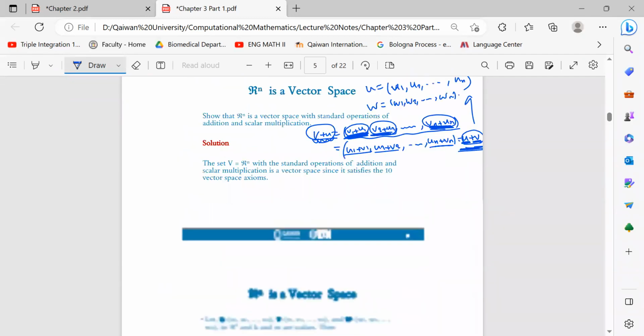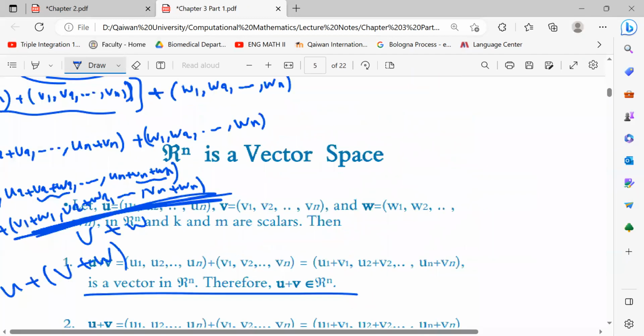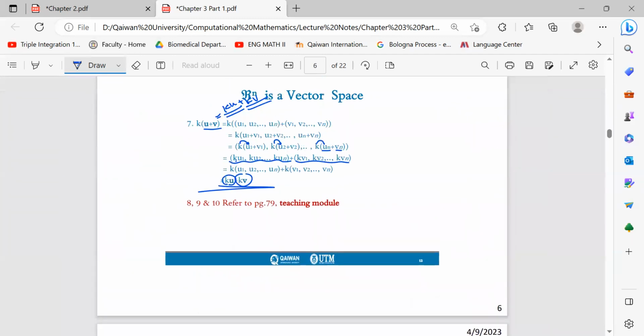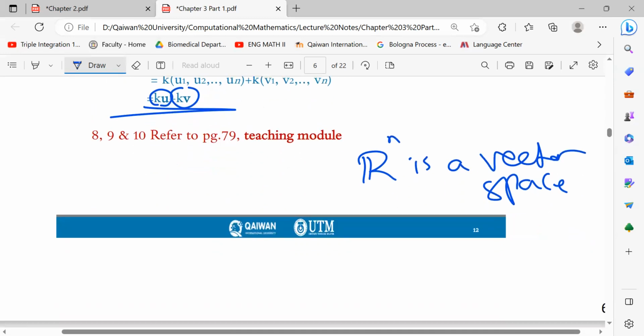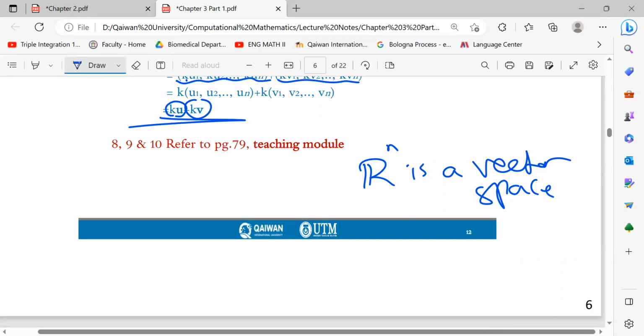So it means Rn satisfies all the axioms. So what can we say? We say Rn is a vector space. So if any space satisfies these same conditions, we say that space is a vector space. So Rn is a vector space because it satisfies all conditions, or all axioms.